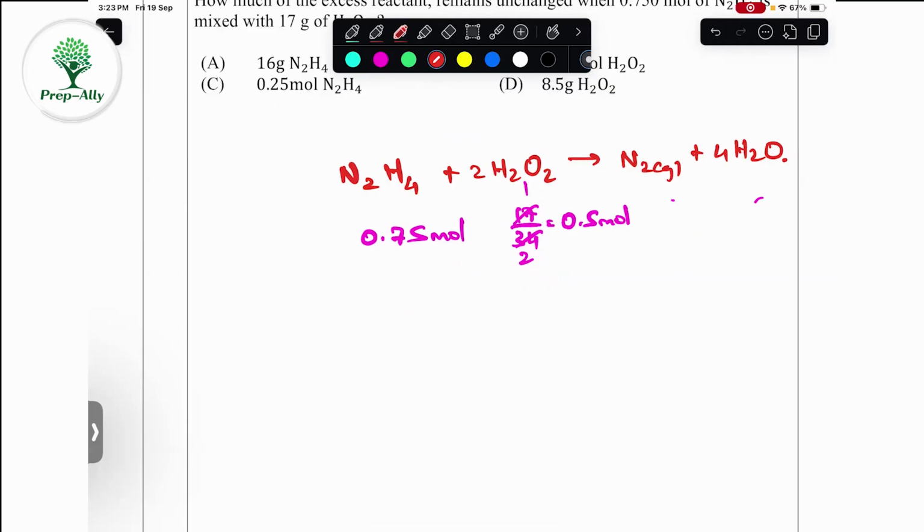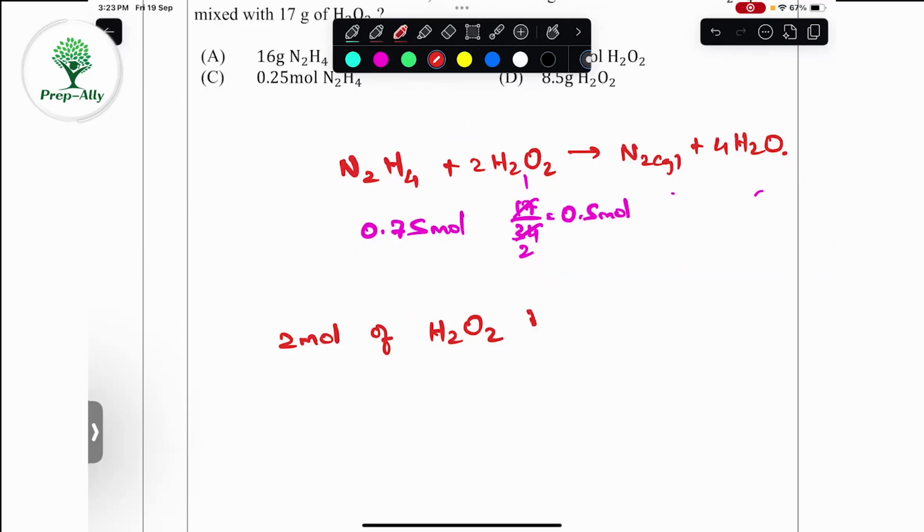Now, what is happening here? From the equation, I can say 2 mole of H2O2 require 1 mole of N2H4, right?